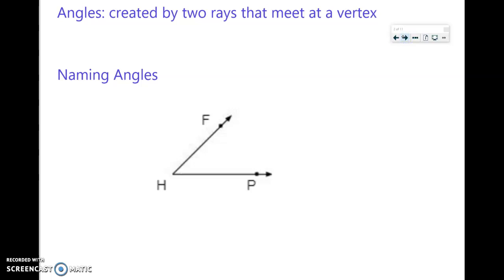All right, angles. Angles are created by two rays that meet at a vertex. So draw this figure. Here is our vertex. H is our vertex here.